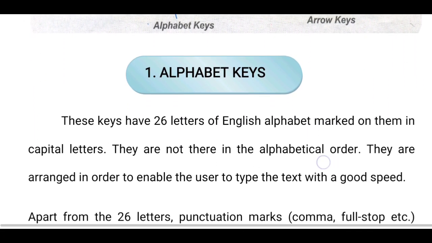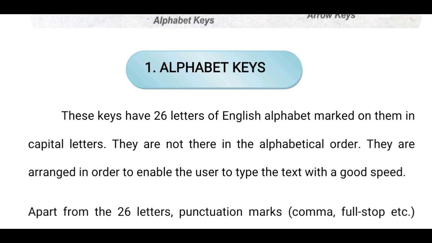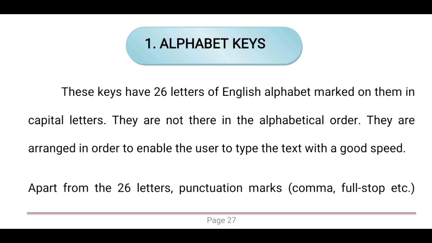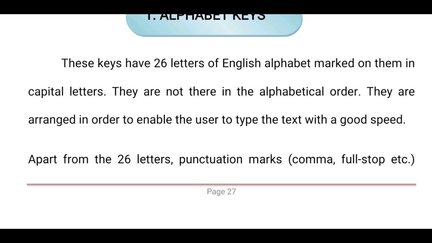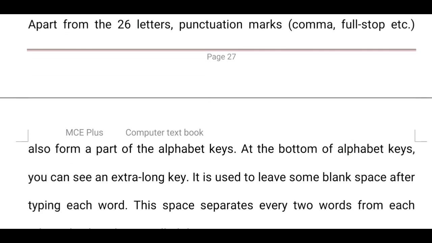Alphabet keys. These keys have the 26 letters of the English alphabet marked on them in capital letters. They are not there in alphabetical order. They are arranged in order to enable the user to type the text with good speed. Apart from the 26 letters, punctuation marks, comma, full stop, etc. also form a part of the alphabet keys.